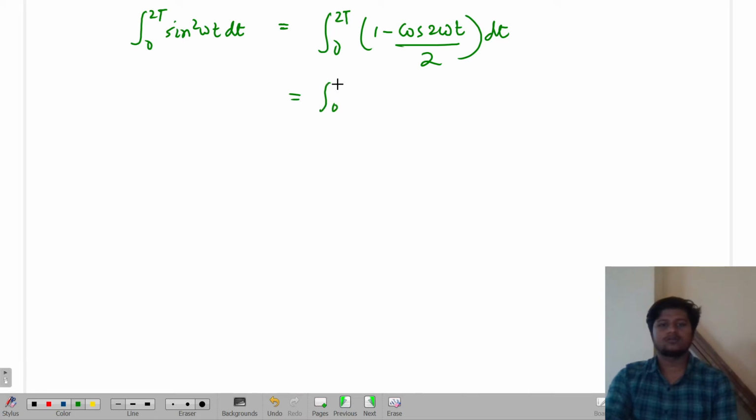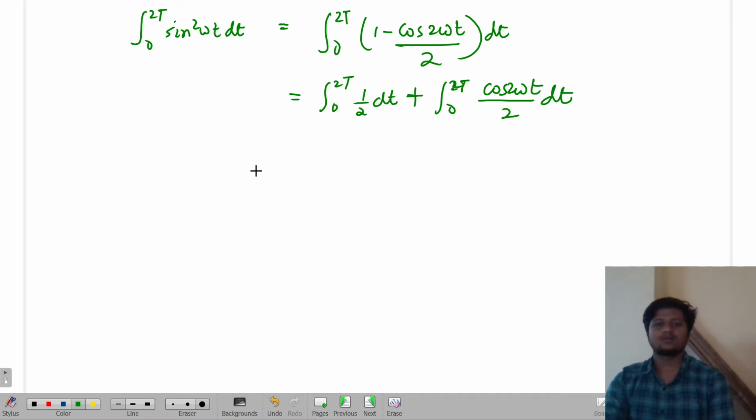So integral 0 to 2T of 1 by 2 dt minus integral 0 to 2T of cos 2 omega t divided by 2 into dt. See, it's been 6 years since I used mathematics. Got it or not? So this will be what? Only T over here. So I'll get 1 by 2 times 2T, plus 1 by 2.